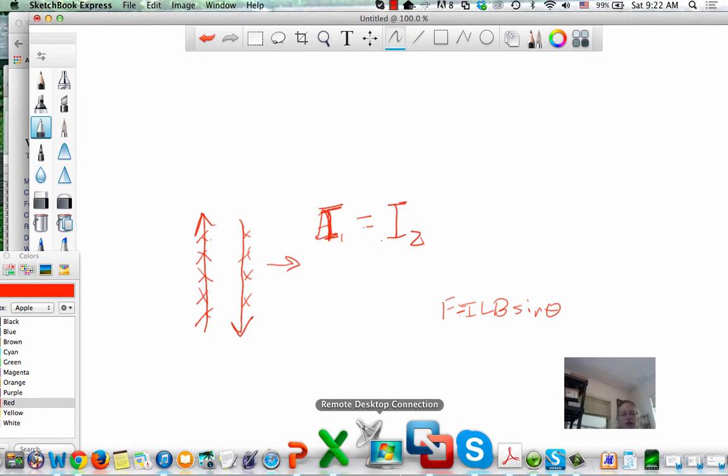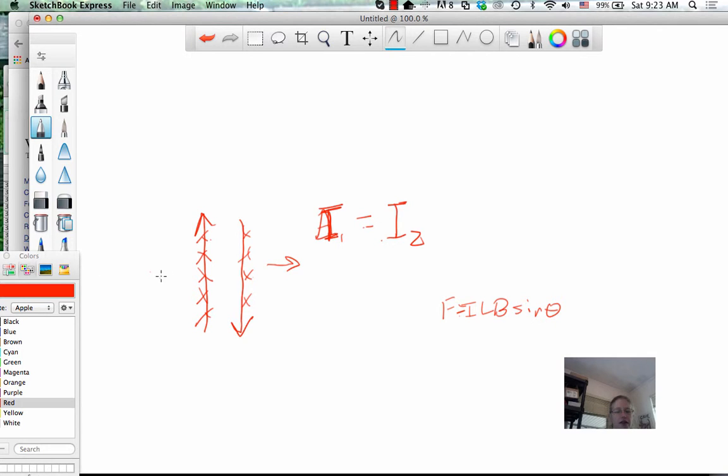And so to figure out the direction of the force on it, we hold our fingers in the direction of the current, and then we curl in the direction of the magnetic field, which is into the page, and we see that our force is to the left. And so that means that this one experiences a force to the left. So the correct answer choice on this is that they repel each other.